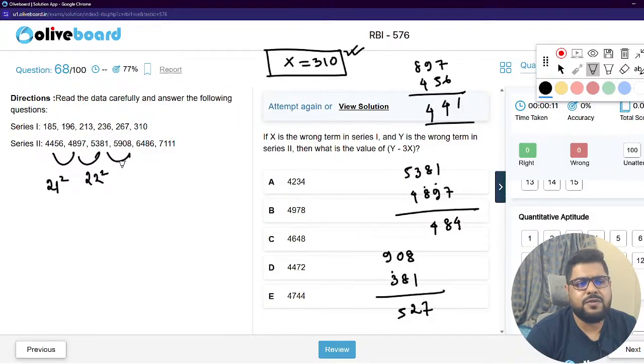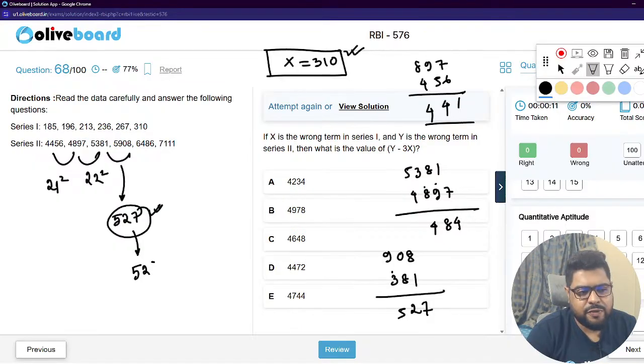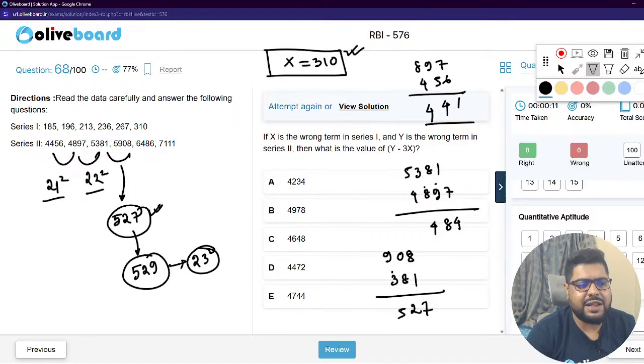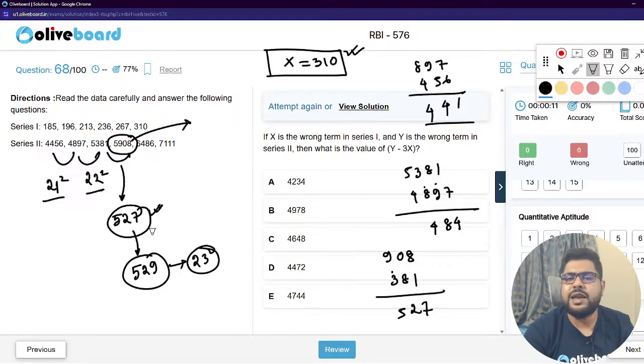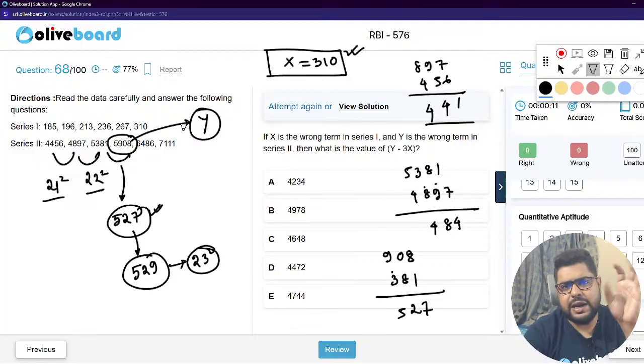Sir, this is 527. I'm quite certain this is the mistake, because it should be 529, which is 23 square. Because you see all the others are squares. So this number is wrong. It should be 529. So this is your y. Again, I don't need the correct one. This is y. Y is 5908.